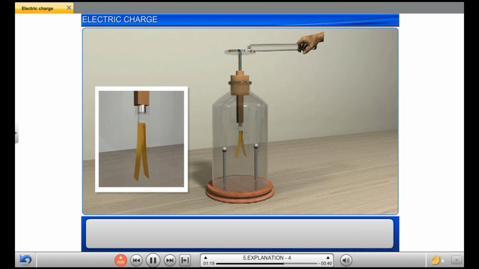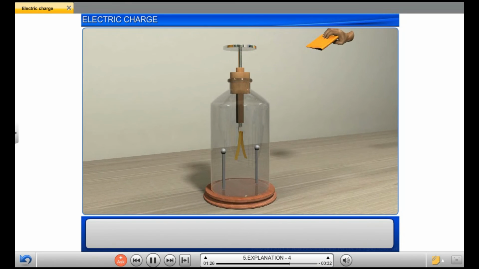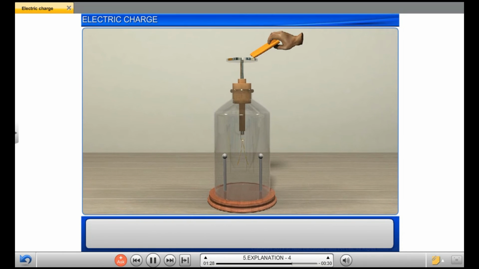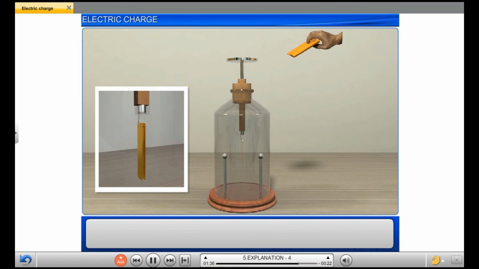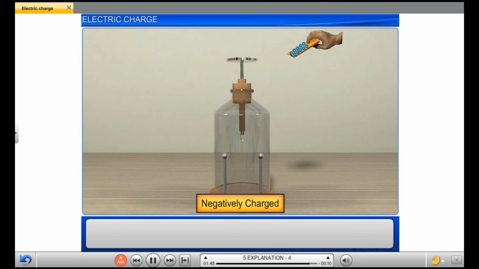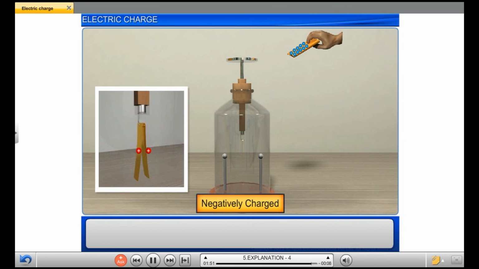Assuming that the glass rod was positively charged, the gold leaves now carry a positive charge. Now, if we touch the metal disc with the silk cloth used to rub the glass rod and take it away, we observe that the gold leaves fall back to their original position. Thus, we can say the silk cloth was negatively charged. On contact, the opposite charges on the gold leaves and the silk cloth nullified each other.